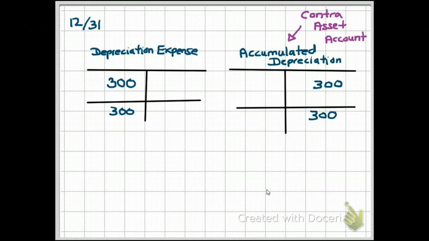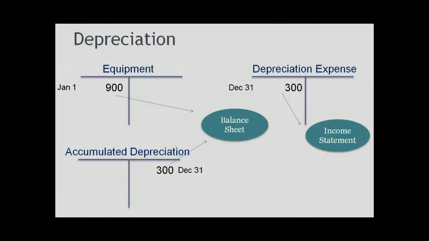You know that asset accounts have normal debit balances. Accumulated depreciation is an asset account with a normal credit balance, and therefore it's called a contra asset account. So if in your exams or quizzes they ask you which account is a contra asset account, it would be accumulated depreciation. Now, you know that your equipment is an asset account, your accumulated depreciation is a contra asset account, and your depreciation expense is an expense account.